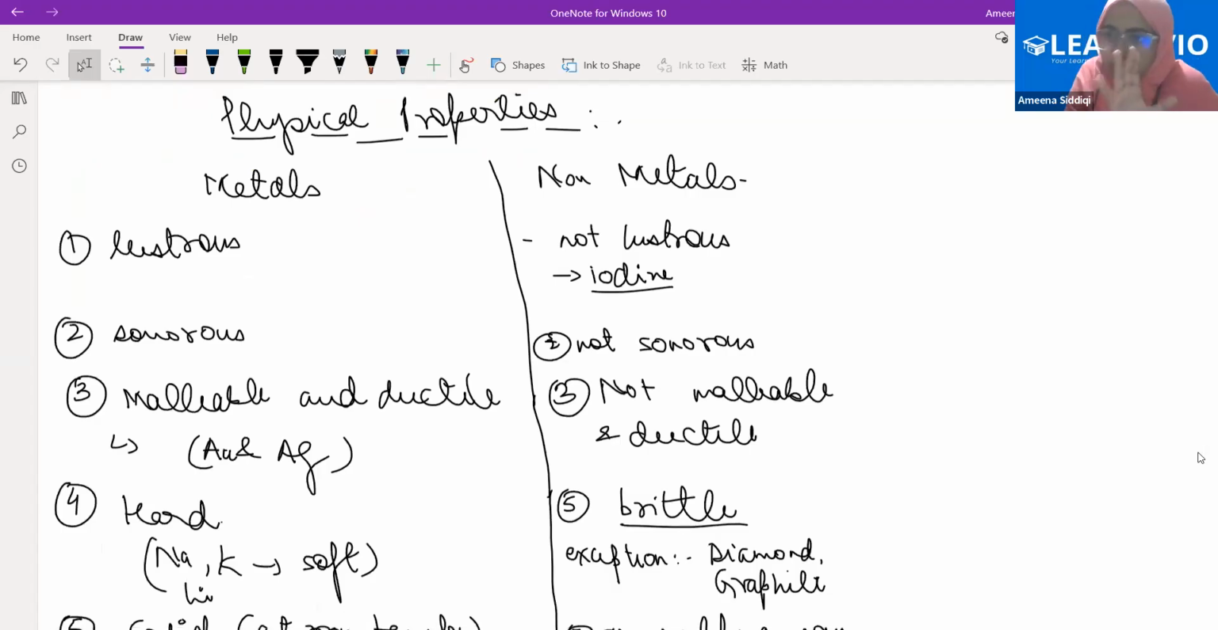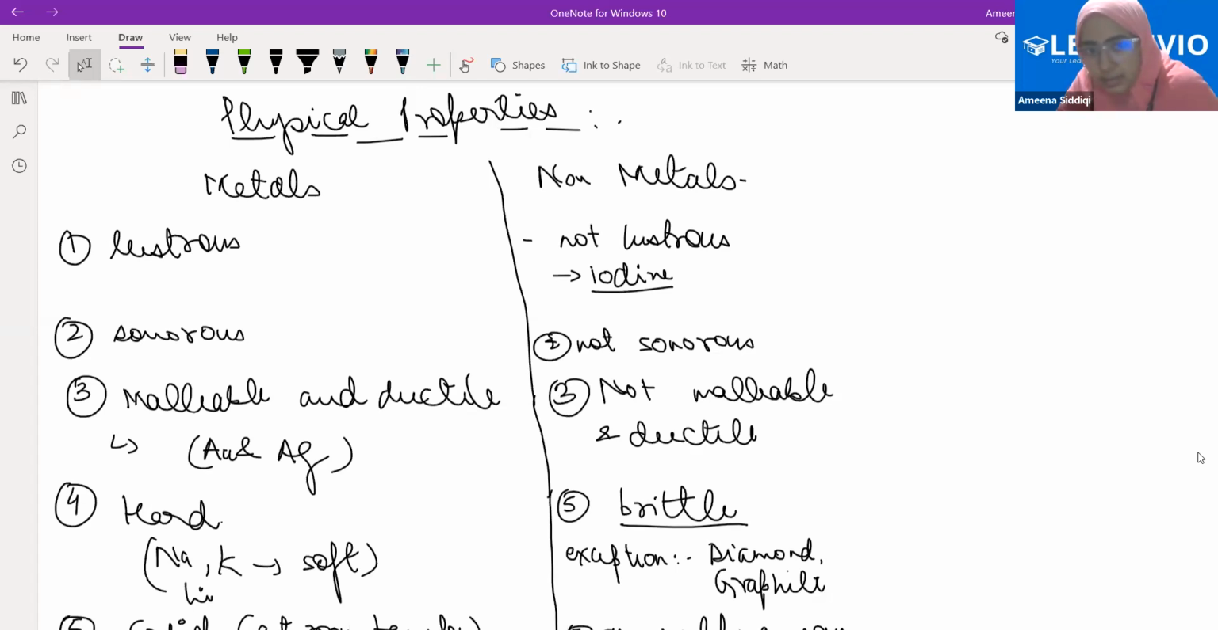So we have understood the electronic configurations of metals and non-metals. Metals have a tendency to lose electrons, therefore they have properties which make them metals. Non-metals have a tendency of gaining electrons, therefore they have their own set of properties. Wonderful. Now see, metals, beta, are lustrous. What do we mean by lustrous? They have a shining effect on them.